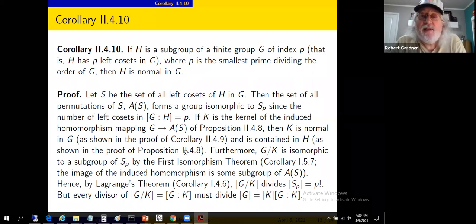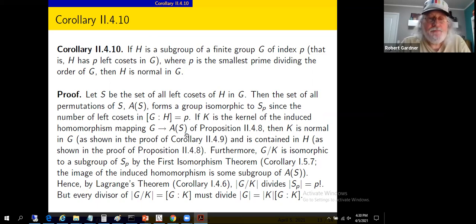some subgroup of the group A of S. A of S is isomorphic to the more familiar symmetric group S sub P, because set S is finite. So we can conclude G mod K is isomorphic to a subgroup of S sub P. First, it's a subgroup of A of S, but A of S is isomorphic to S sub P. First isomorphism theorem: group mod kernel isomorphic to image. I don't remember a lot of this stuff off the top of my head, but I remember the first isomorphism theorem only because we used it so much.